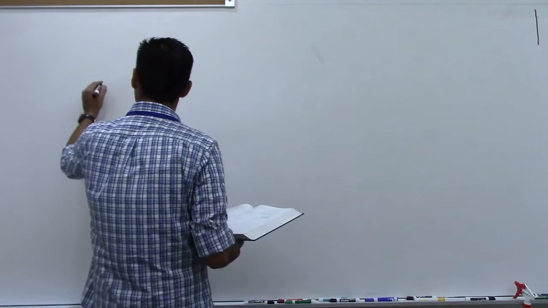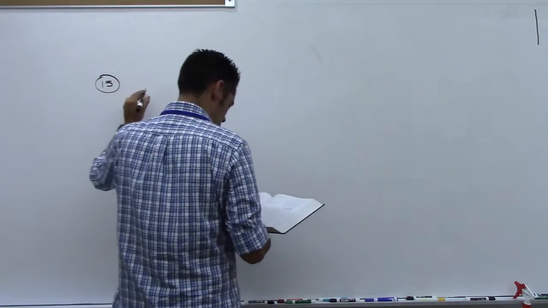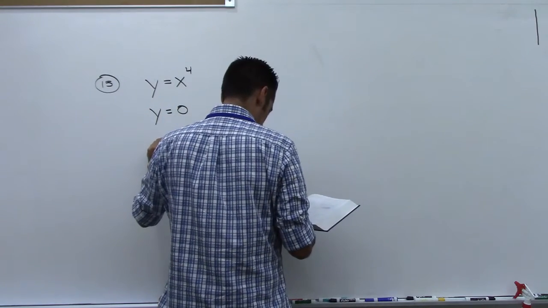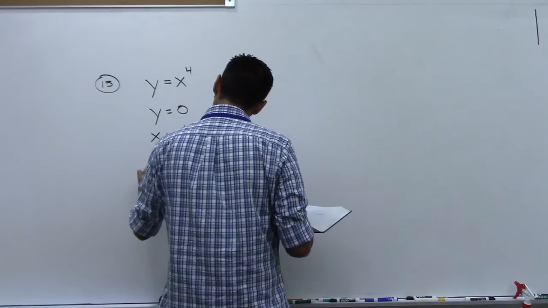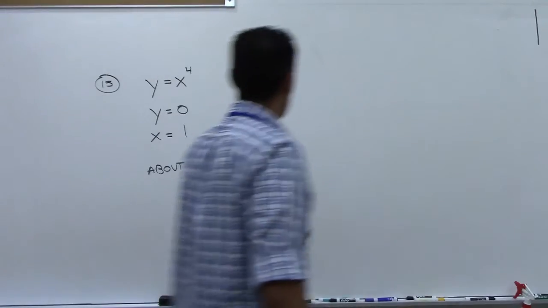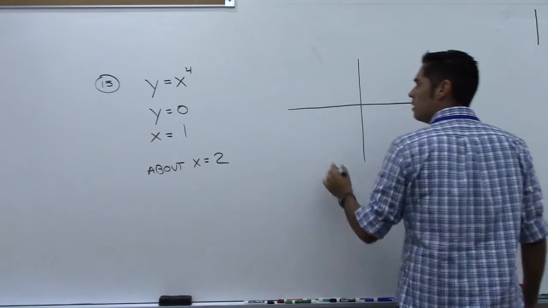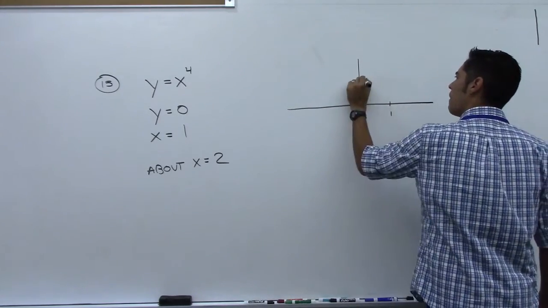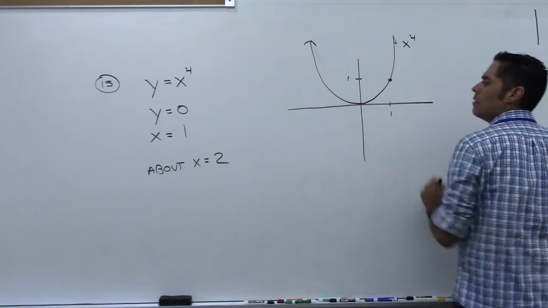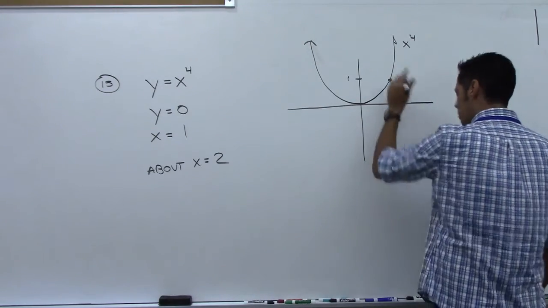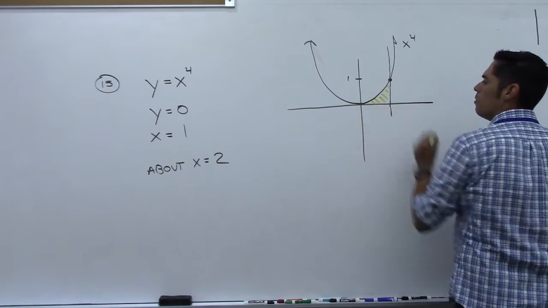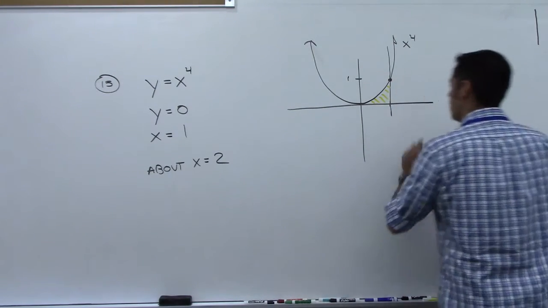Okay, I'm going to do number 15. So you have y equals x to the 4th, y equals 0, x equals 1. Rotate this about x equals 2. So let me draw this. X to the 4th looks like this. Y equals 0, the x-axis. x equals 1, it's here. And so we have this region right here. We're rotating it about the line x equals 2. So here's 2.